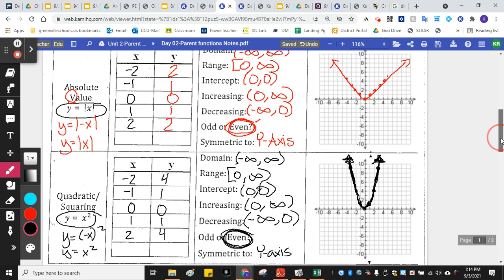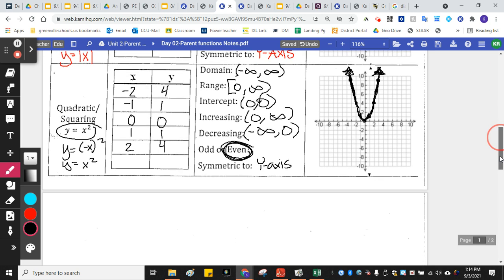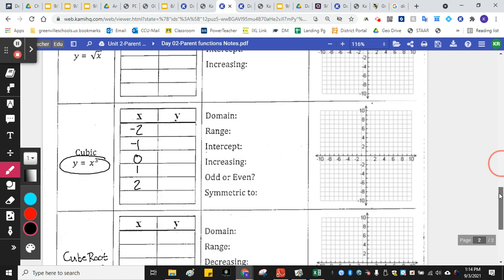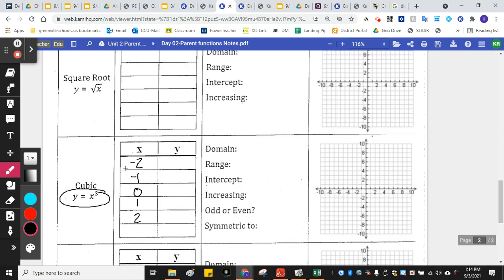On the back. Slow me down if I go too quick. On the back, I told you to skip the roots. So we'll do cubic. Negative 2 cubed. Almost. Negative 8.